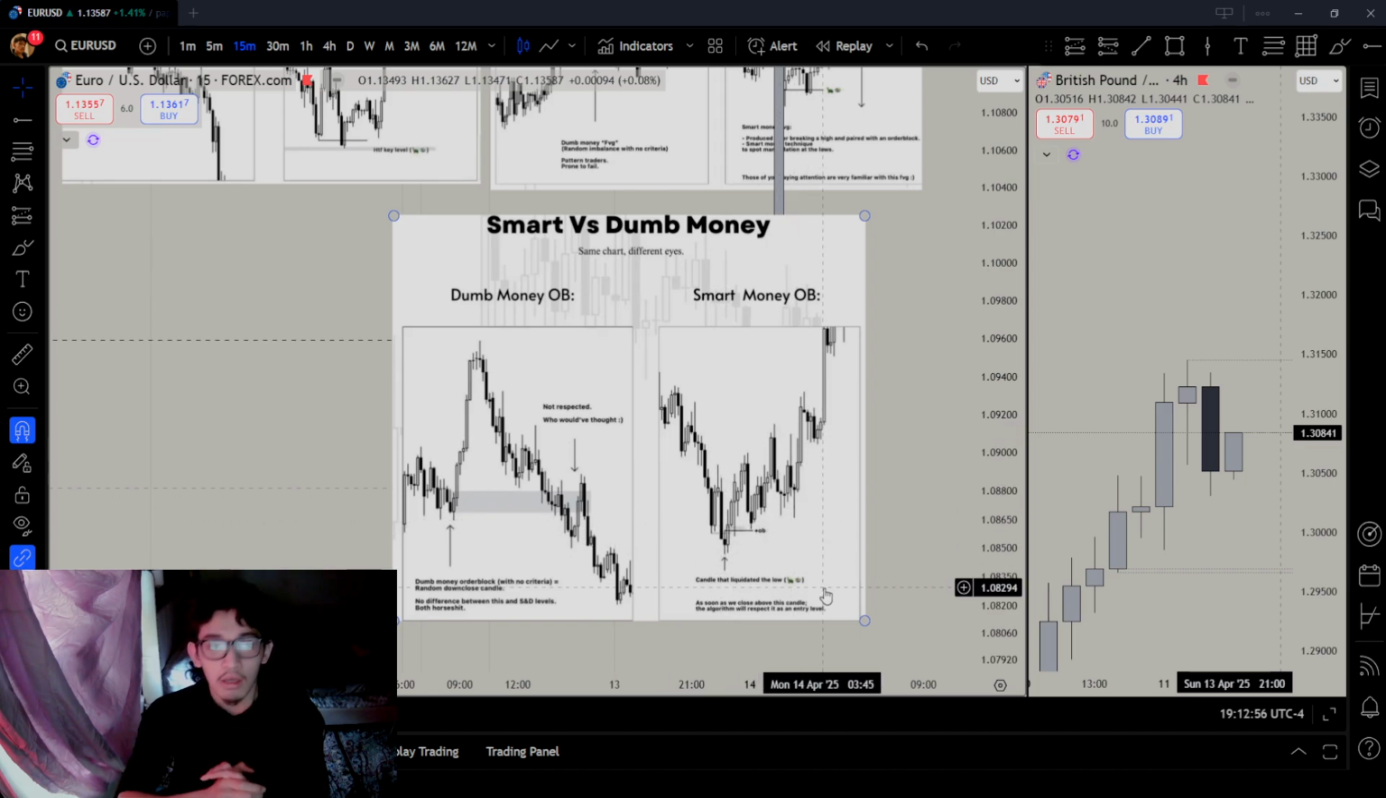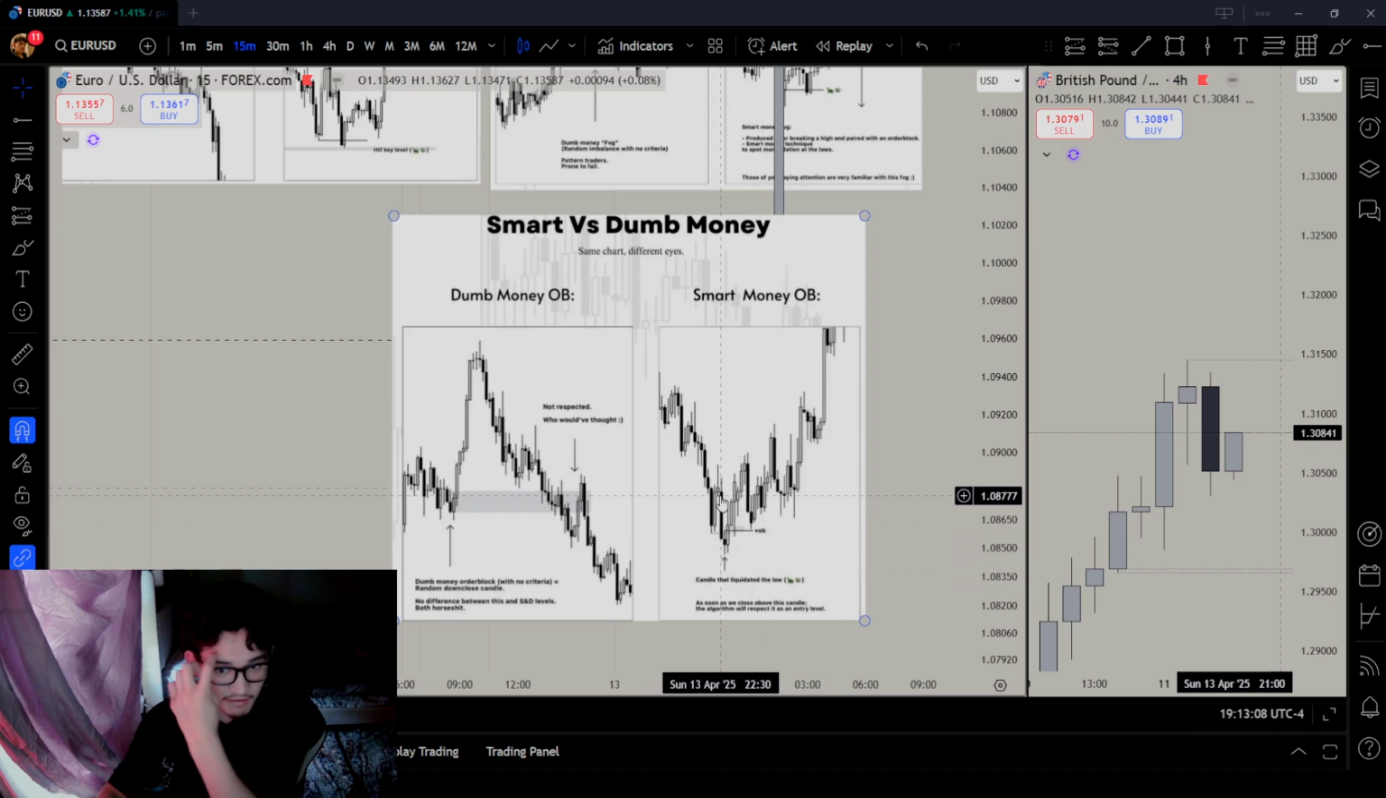Now, keep in mind, this could definitely fail, right? This order block could have definitely failed. How come, right? Because this example is a very perfect example, because this is a 15-minute time frame, right? Since it's the 15-minute time frame, this order block did a couple of things here.